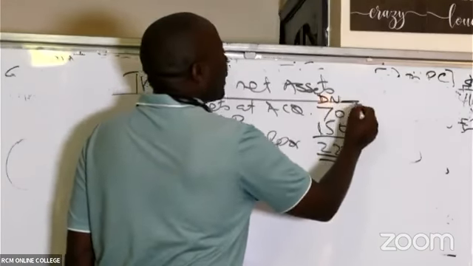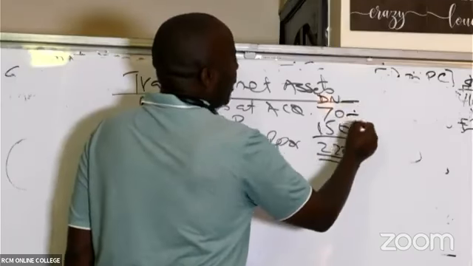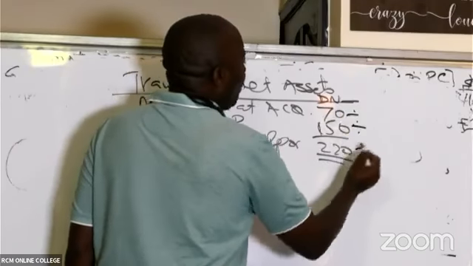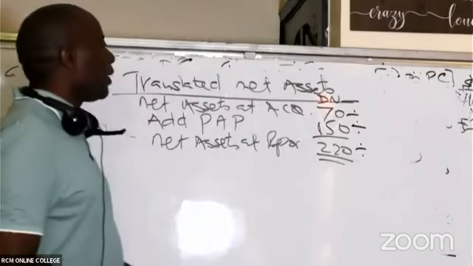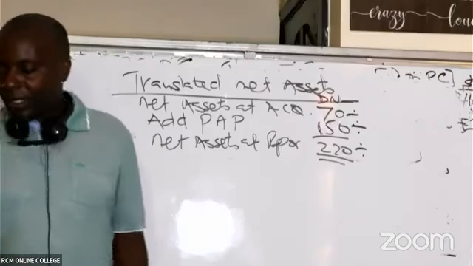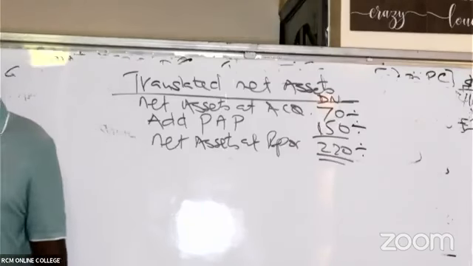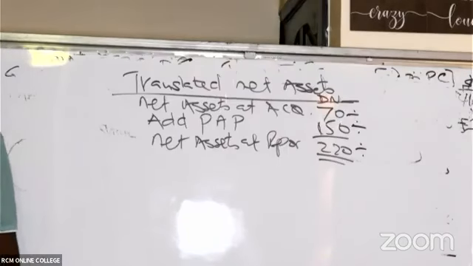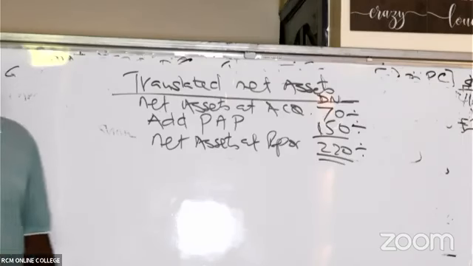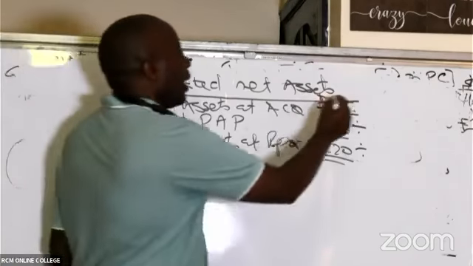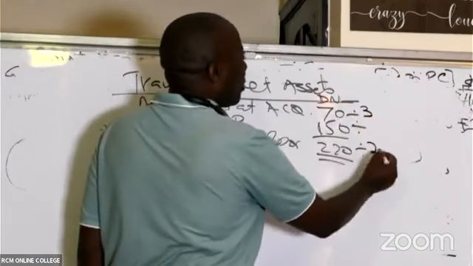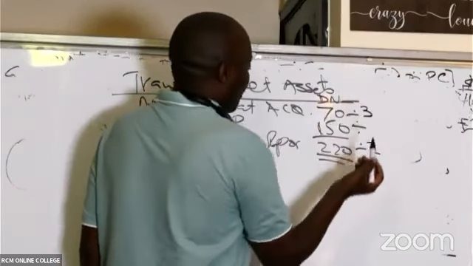So let's exchange here. Are you able to give me the figures that I will use to get the translated net assets? So net assets at acquisition, Nancy is telling me use 3 here. And the same Nancy is telling me at reporting use 2.